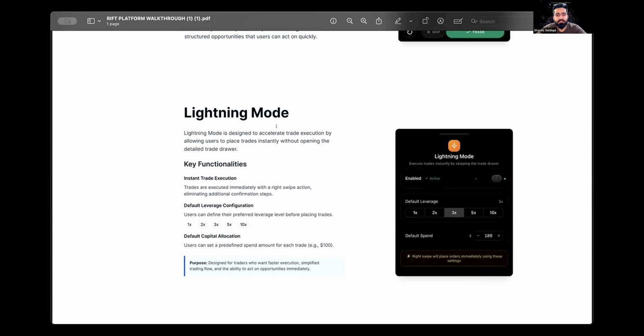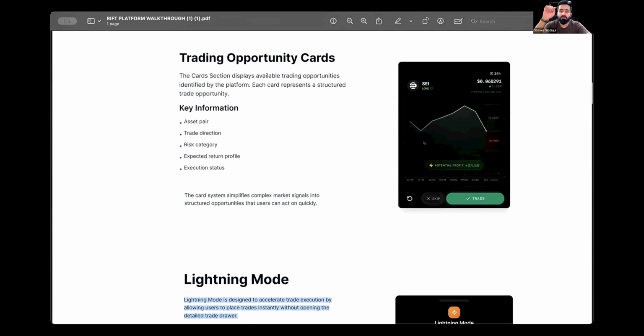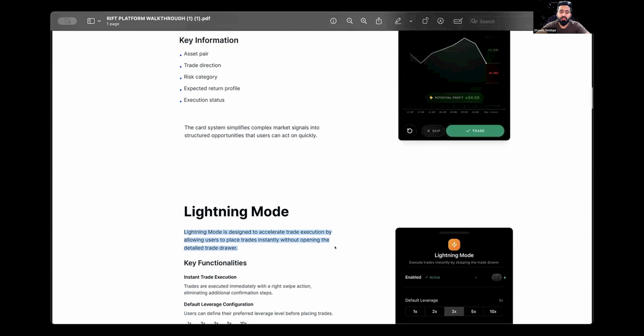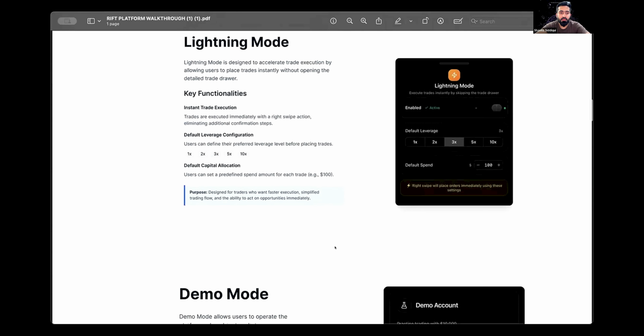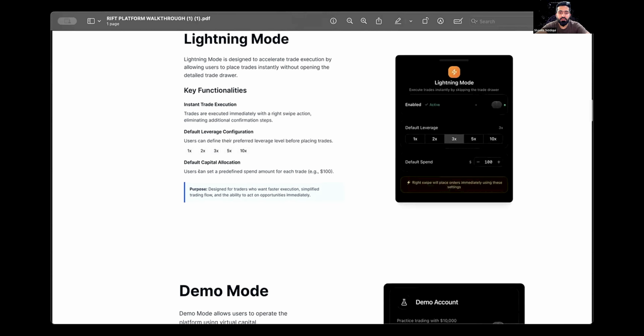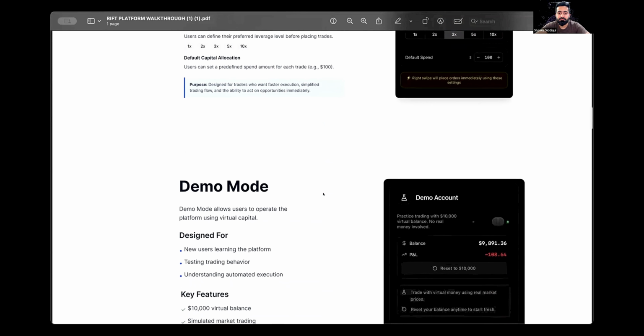It is designed to accelerate trade execution by allowing users to place trades instantly without opening the detailed trade drawer. So you don't have to go check the opportunity. If you want to just quickly trade, you do it with lightning mode. And you can set your default capital allocation, default spend per trade, and leverage also per trade.